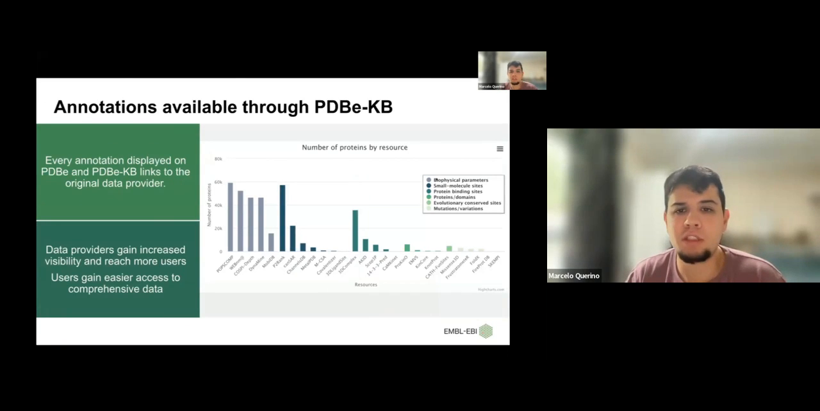So you've got the annotations that we provide through PDBe KB. Every annotation displayed on our aggregated views pages and our API endpoints links back to the original data provider. This is very good because our data providers gain increased visibility and can reach more users. At the same time, we can provide our users with high quality and comprehensive data.